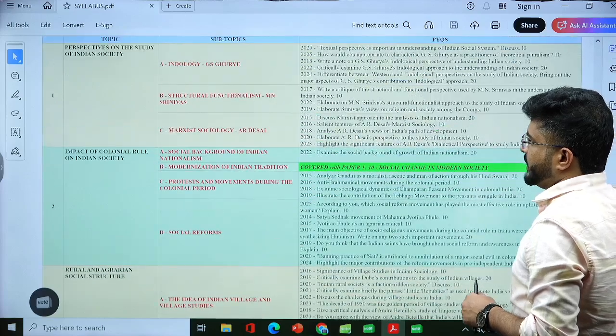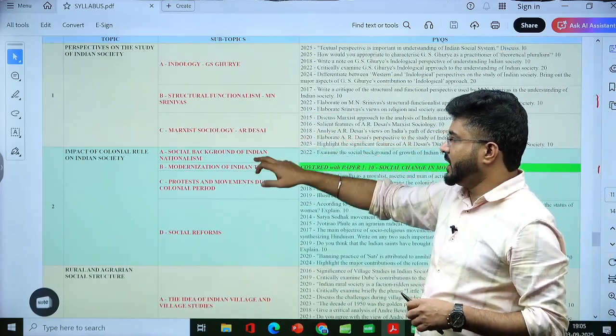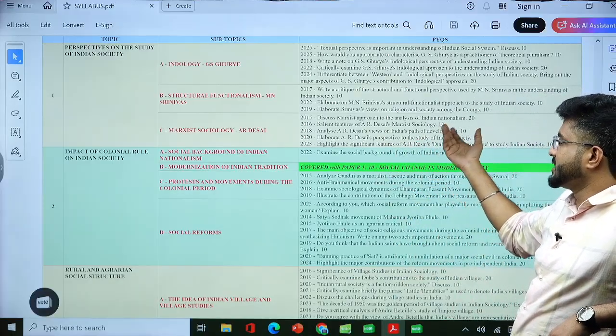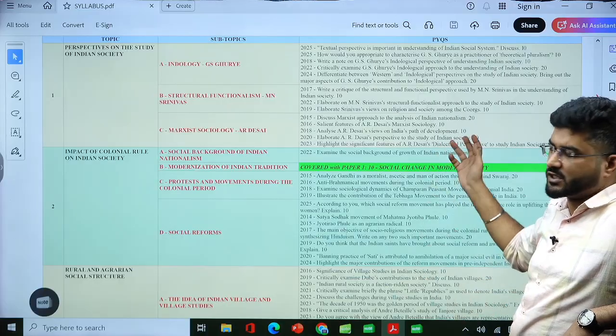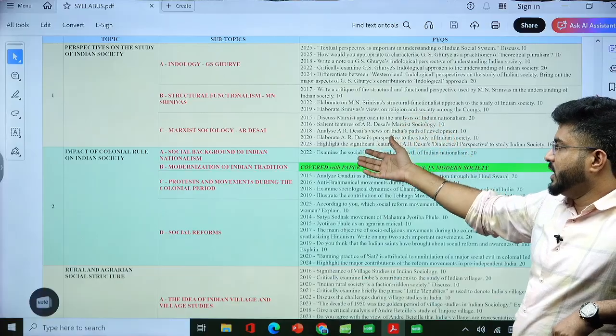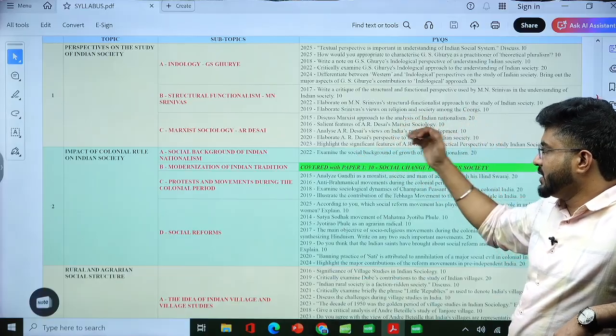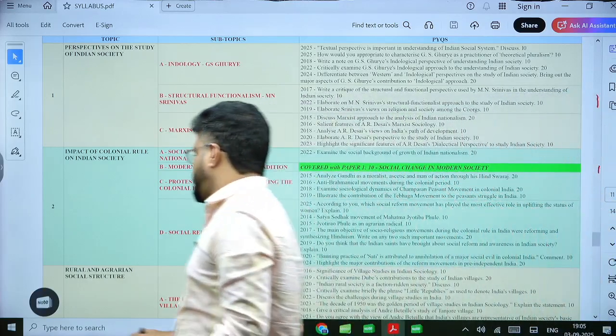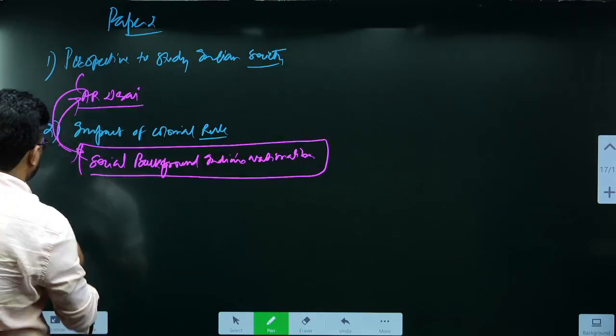Okay. Then in the Marxist sociology part, we will be covering the social background of Indian nationalism together, where one question has already come: examine the social background of the growth of Indian nationalism, which is nothing but the work of A.R. Desai itself. Okay. Then modernization of Indian tradition, we have already covered in paper 1; protest movements during colonial rule and social reform. These are the only sections. Then comes your chapter 3, rural and agrarian social structure.